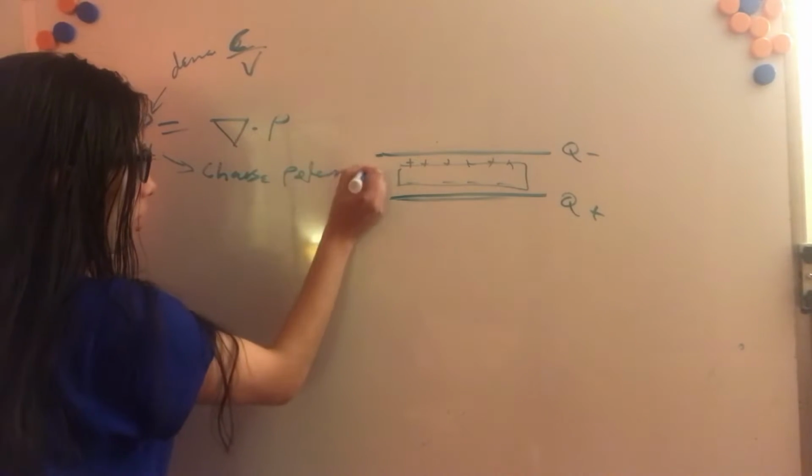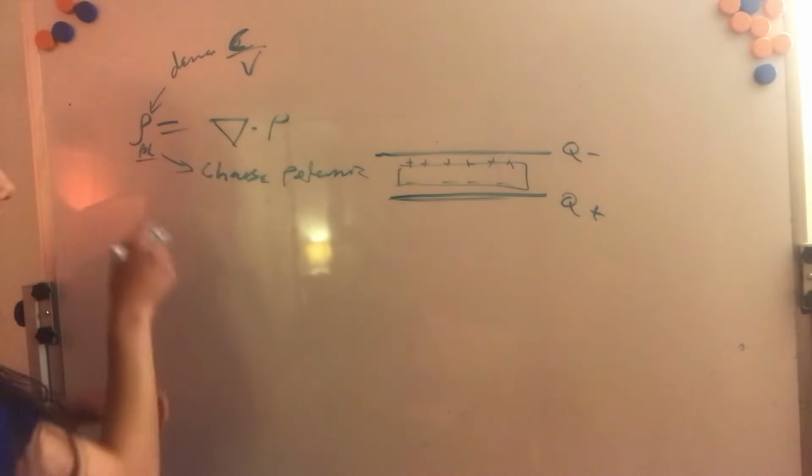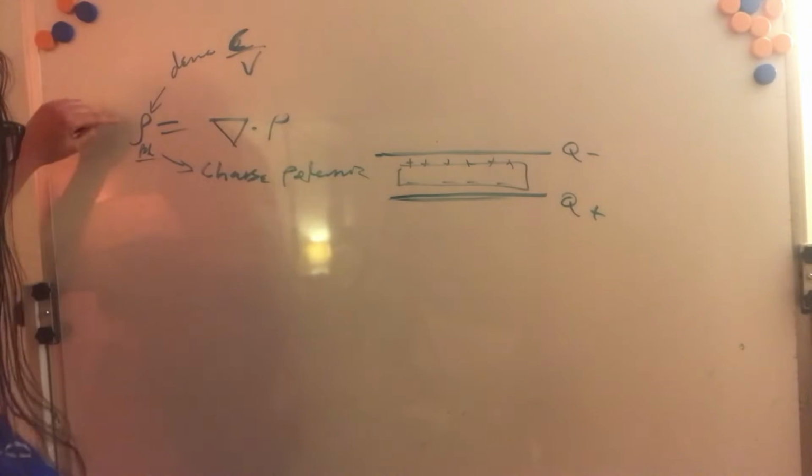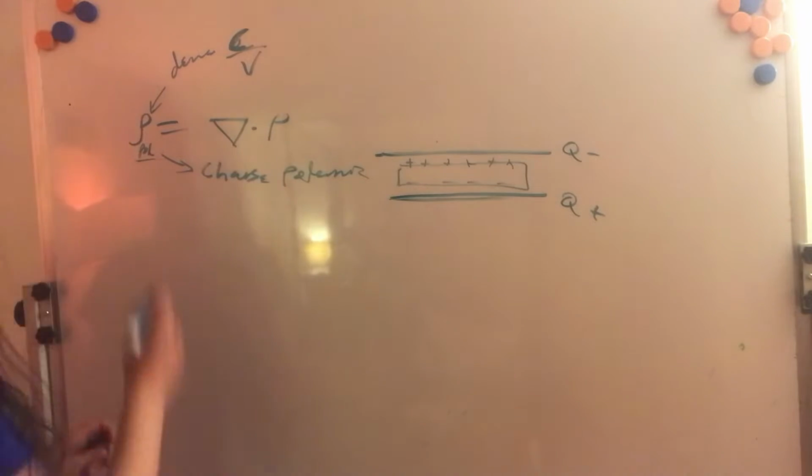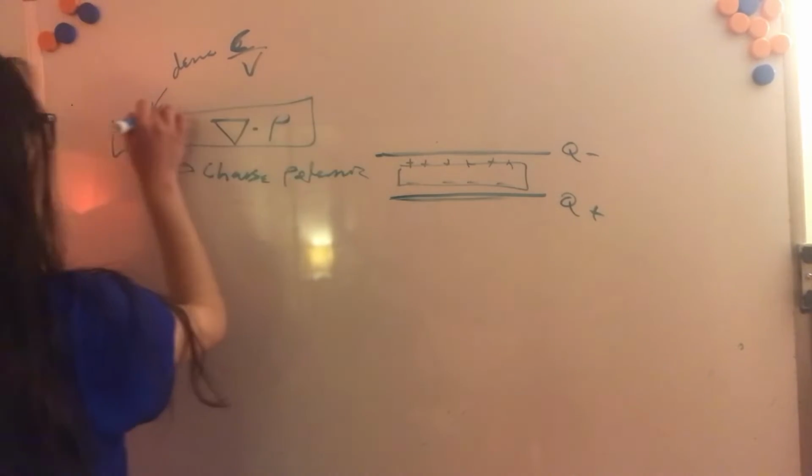But here we need to be careful not to think that this is a charge and that this is in units of coulomb. No, this is a density that is called the charge polarization. So right, we have this equation.